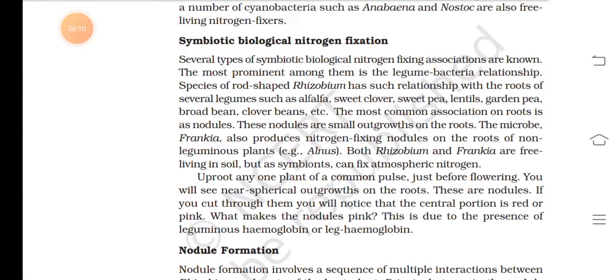Symbiotic biological nitrogen fixation. Several types of symbiotic biological nitrogen fixing associations are known. The most prominent among them is the legume-bacteria relationship. A species of rod-shaped Rhizobium has such a relationship with the roots of several legumes such as alfalfa, sweet clover, sweet pea, lentils, garden pea, broad bean, clover beans, etc. The most common association on roots is as nodules. These nodules are small outgrowths on the root.